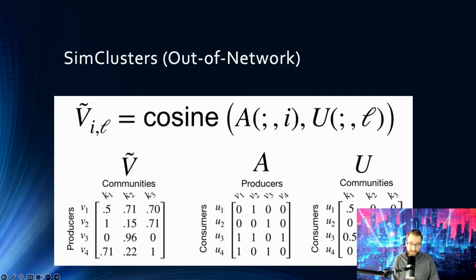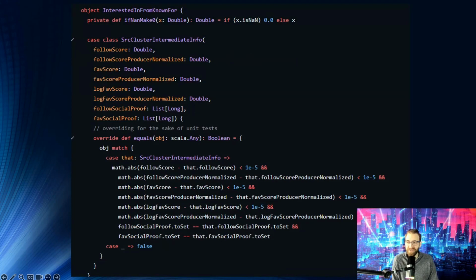Now, the other piece of it, along with GraphJet for the out-of-network one, is this SimClusters thing. I looked through the README. It's been a while since I've done any matrix algebra. I don't quite understand this piece of it, but that's okay. I'm sure there are people that do. But I was able to at least go in and see, all right, I got my object, it's interested in, these are things that I'm interested in. What's the score for people that I follow? What's the score for things that I favorited? What's the logarithm of it?